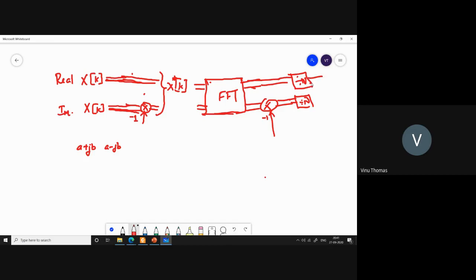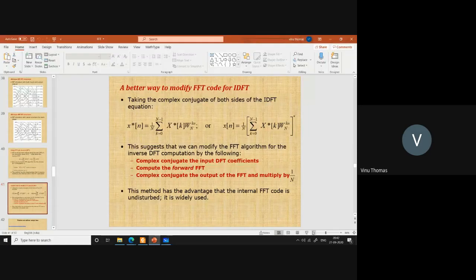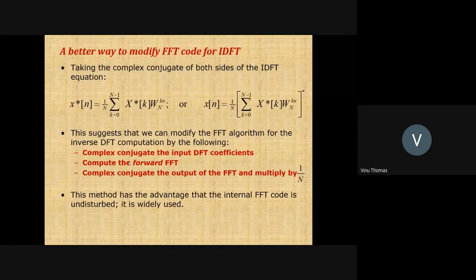So here you have the real part of x of n, and here you have the imaginary part of x of n. Now, is this understood? What we have done is, we'll go back to the presentation again. These are the steps. Complex conjugate the input DFT coefficients. That's the first step. For that, change the sign of the imaginary part. Then compute the forward FFT.